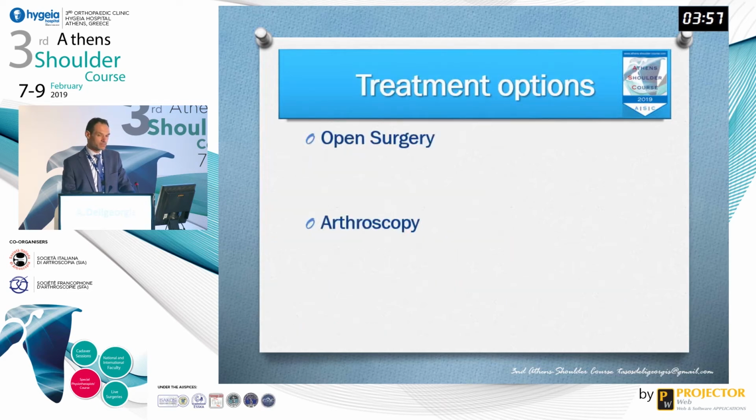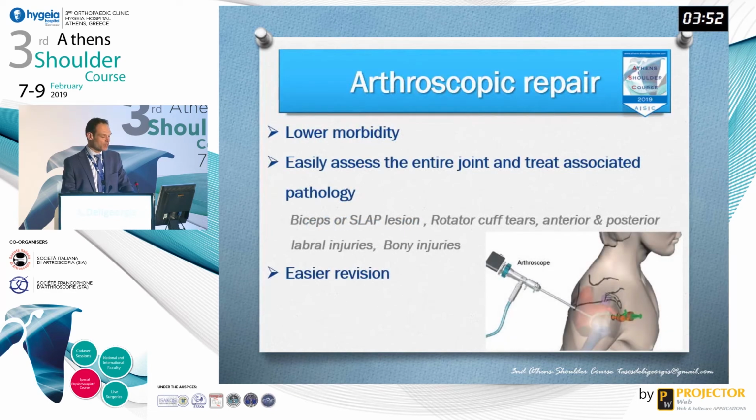You can do open procedures or arthroscopic procedures. Arthroscopy has a low morbidity. You can easily access the entire joint and then treat associated pathology, and it's easier to revise.